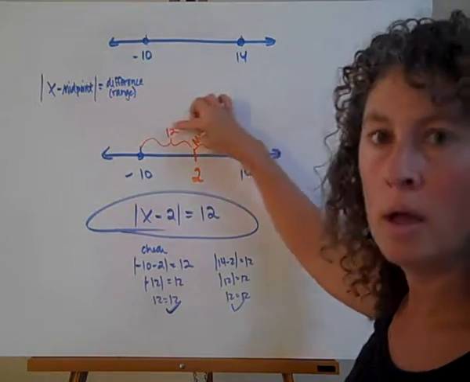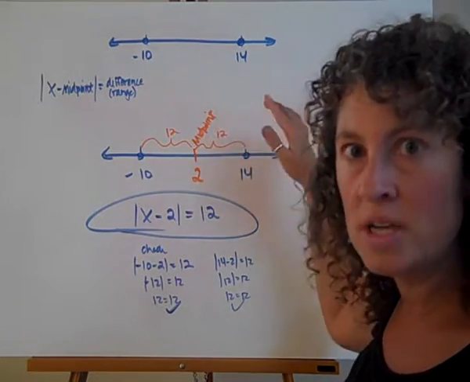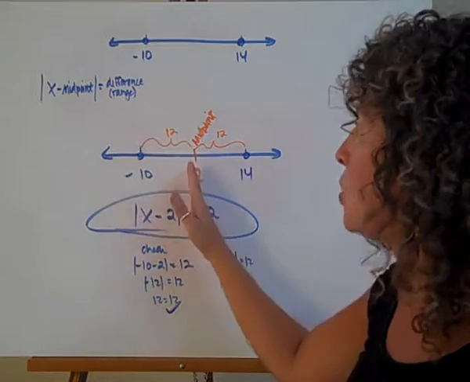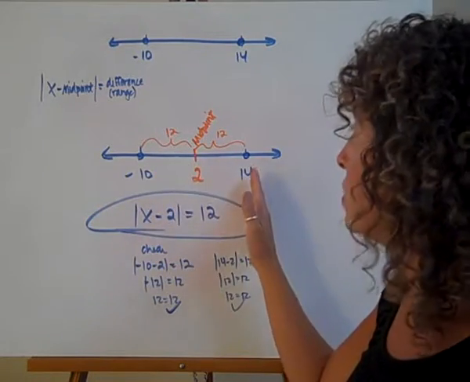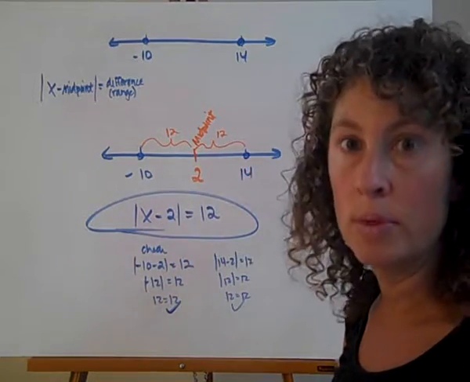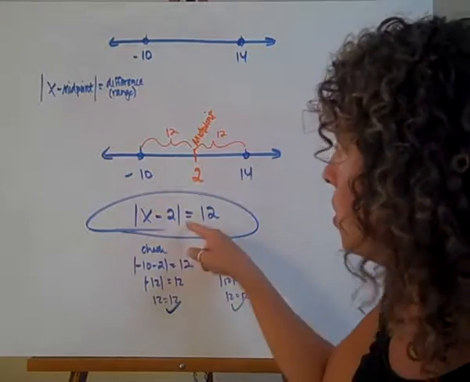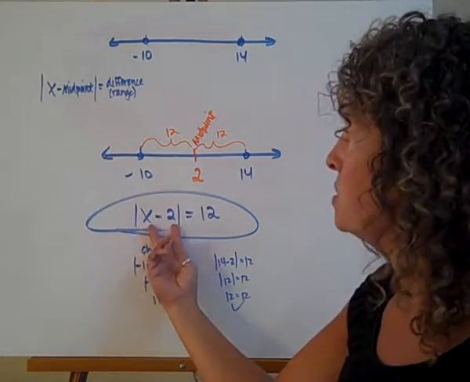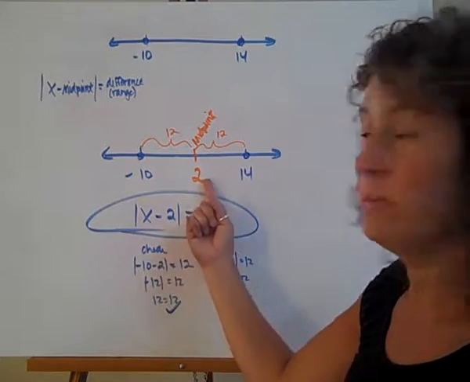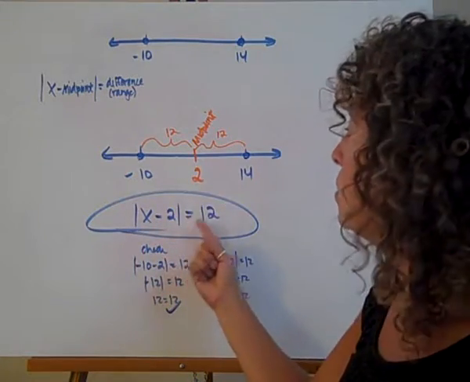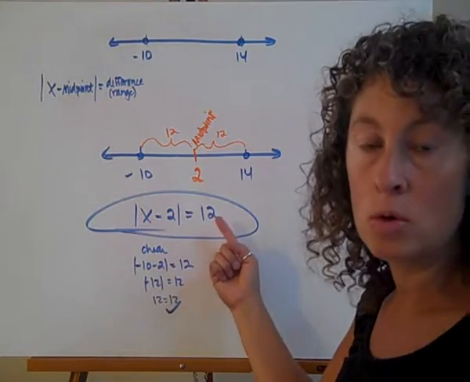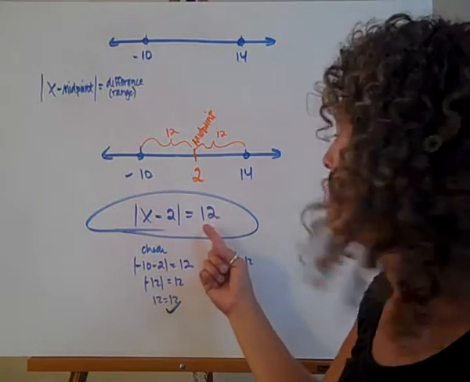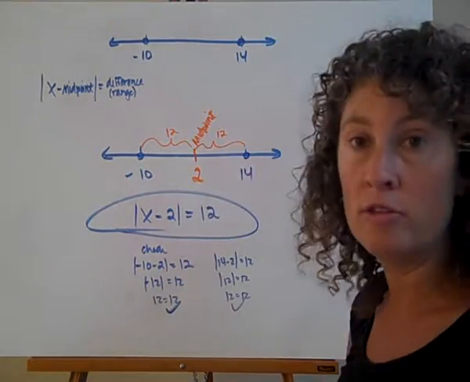So here's my midpoint. Here's my range or my difference. So negative 10 is 12 away from the midpoint. 14 is also 12 away from the midpoint. All right? So when I go to create this equation, in my absolute value symbols, it's going to be x minus the midpoint, my midpoint is 2, equals the difference or the distance or the range that midpoint is from the ends. And they're 12 away from either one of those.